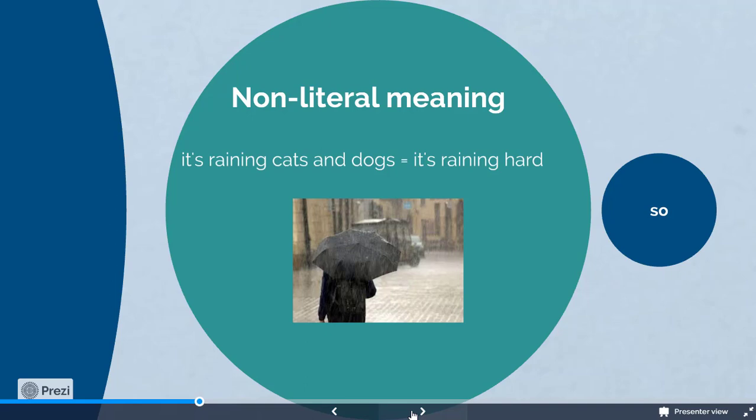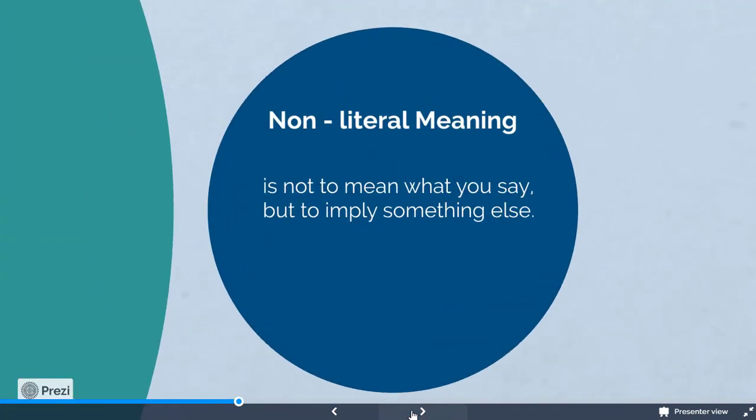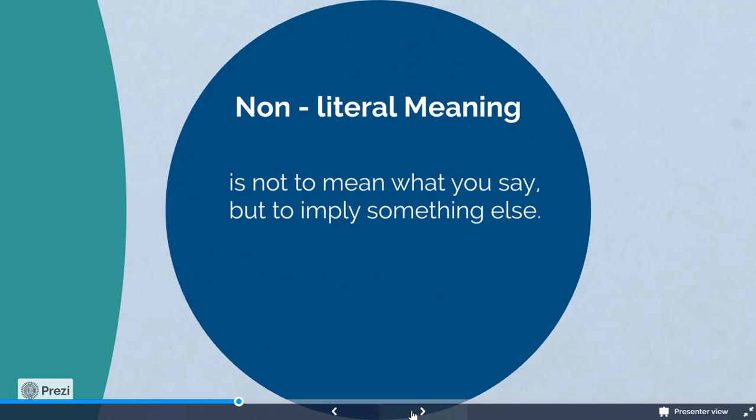And this is what we mean by the non-literal meaning. إذا هنا لا نقصد المعنى الحرفي لكلمة cats and dogs. هي لا تمطر قططا وكلابا، وإنما هي تمطر بغزارة. فهنا استخدمت كلمات أو phrases، لكن لم نقصد معناها الحرفي وإنما معناها الضمني. So, non-literal meaning means that we do not mean what we say. يعني احنا لا نقصد الكلمات بحد ذاتها التي نذكرها، but to imply something else، أي لكي نضمن أو نعطي معنى آخر رمزي أو ضمني.